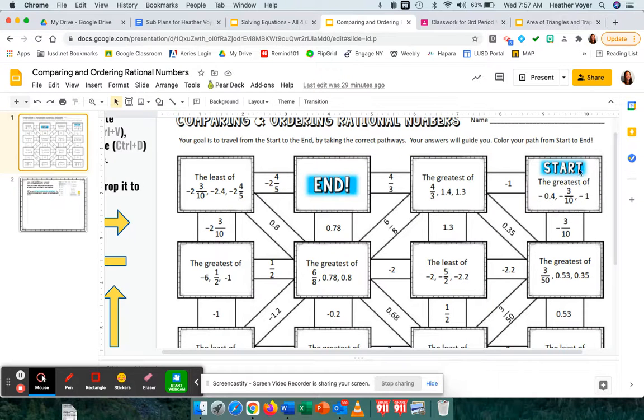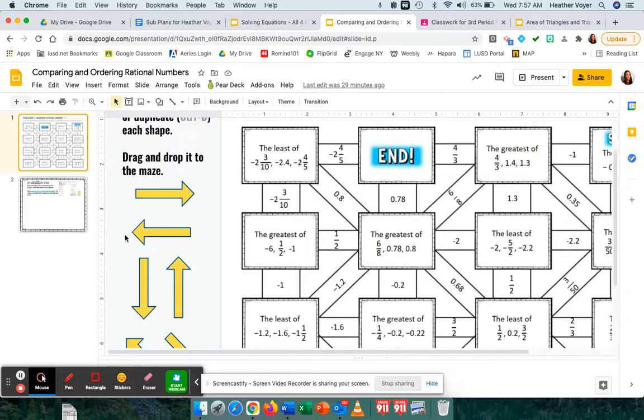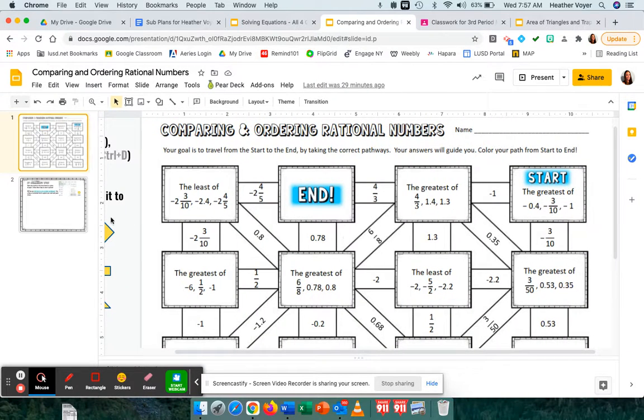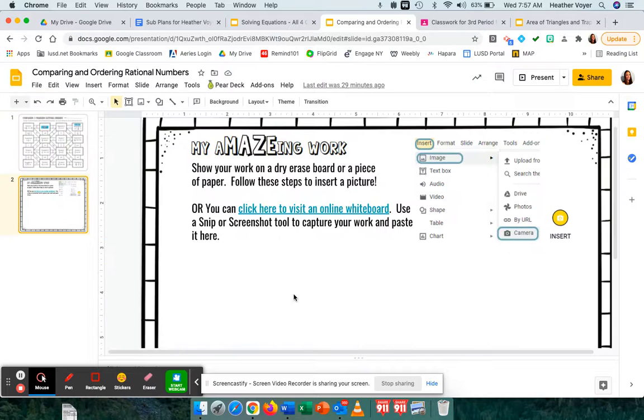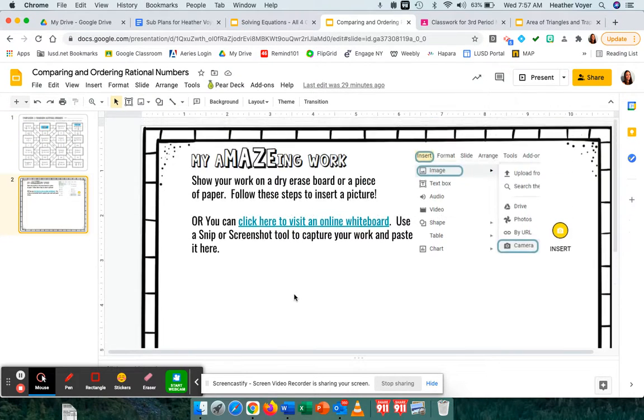And so you, again, start here. Again, you'll see the arrows over here on the left side. You'll copy and paste those arrows in the correct direction that you're going. Again, slide 2 is for you to add your work, or if you're in person, you can turn your work in to Mrs. Hawes at the end of class.